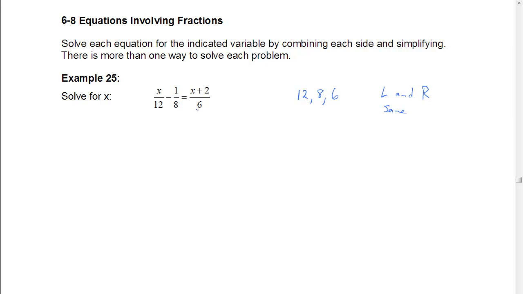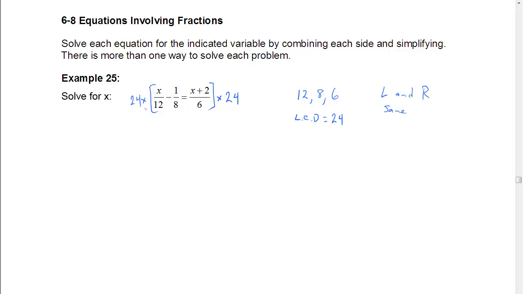So 12, 8, and 6, well, if we multiply everything by the lowest common denominator, or lowest common multiple of 12, 8, and 6, we end up getting rid of all of them. And the lowest common denominator, or lowest common multiple for those three numbers, is 24. And that might take you a bit of playing to find out, but hopefully you can see how that would be 24. So what we're going to do is we're going to multiply this side by 24, and we're going to make sure we multiply this side by 24.